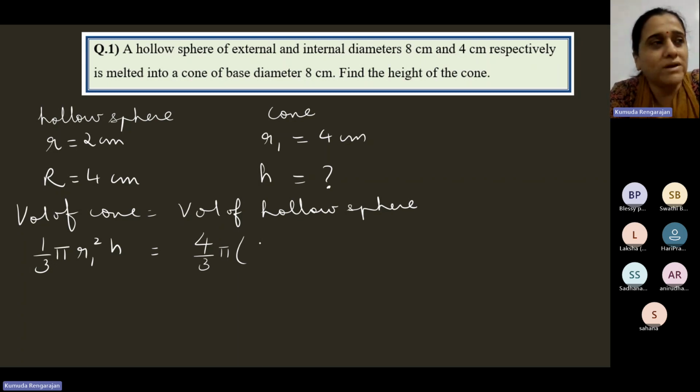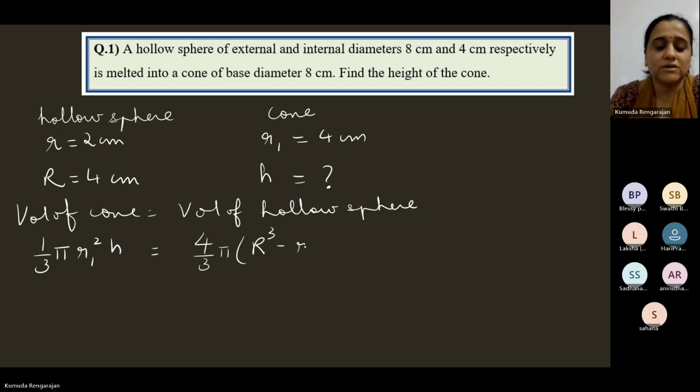Taking 4 by 3 pi common, what will come in the bracket? Ma'am, capital R cube minus small r cube, ma'am. Yeah, very good. Now next what, Anirudhan, tell me? What can we do next? Can we cancel on both the sides?